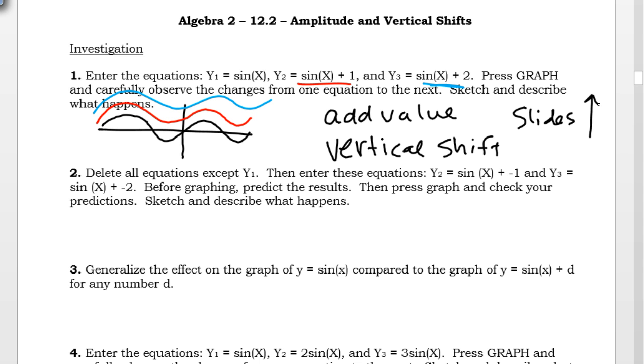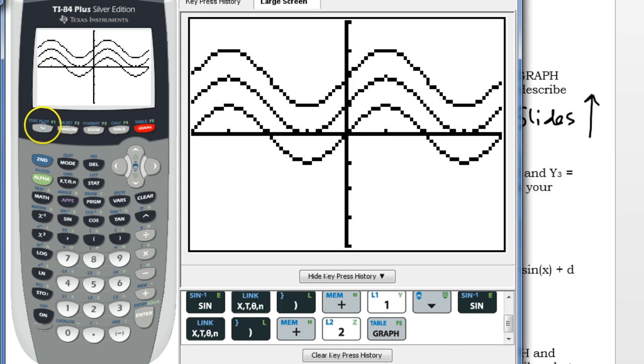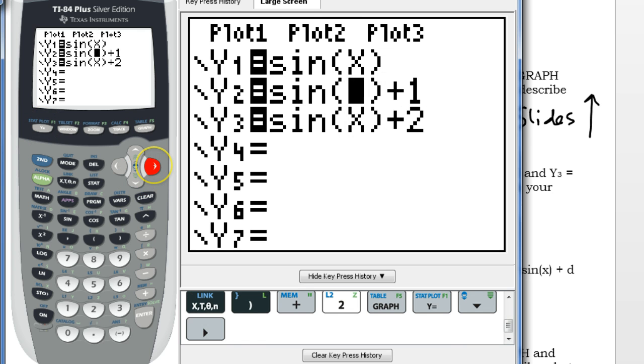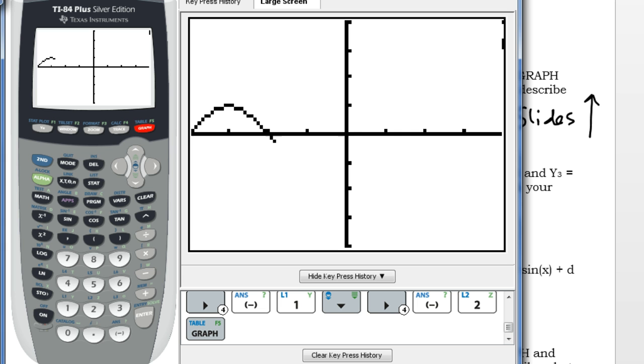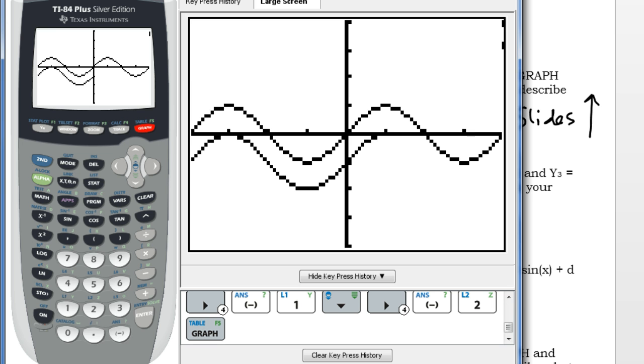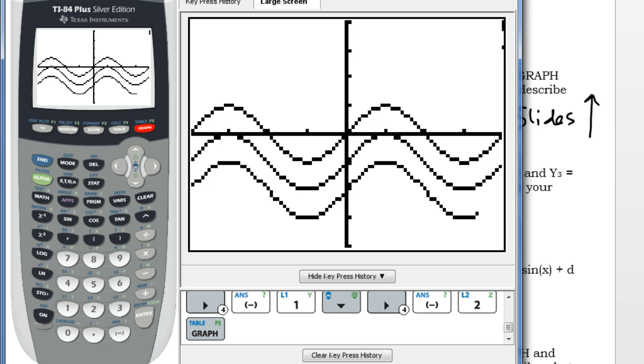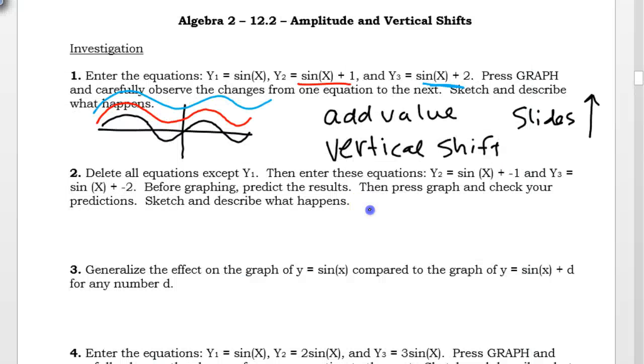Now let's try that with adding a -1 and a -2 instead. So back to my calculator. I'm going to keep my plain sine function on there just to have a reference point. And I'm going to add -1 instead of +1. And I will add -2 instead of +2. And if I graph that, I have my sine function as a reference. And now this sine x plus -1 is 1 unit lower, and sine of x plus -2 is 2 units lower. So that would do the same with minus positive numbers as well. So adding a negative or subtracting a positive, the whole graph slides down.